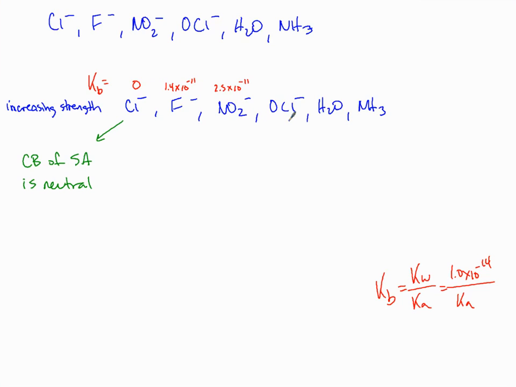All right, hypochlorite comes to be 2.9 times 10 to the minus 7th. Water, 1 times 10 to the minus 7. And NH3, they gave to us at the top of the page, 1.8 times 10 to the minus 5th. Now, you could do a pKb if you wanted to here, but it doesn't ask for pKb, and so we're just going to leave it alone.